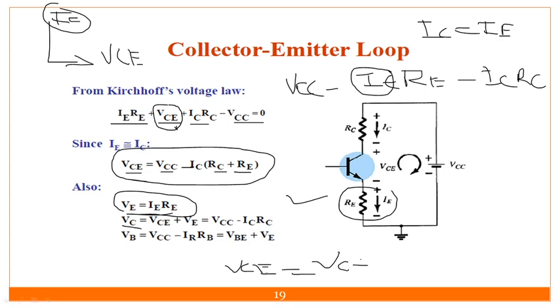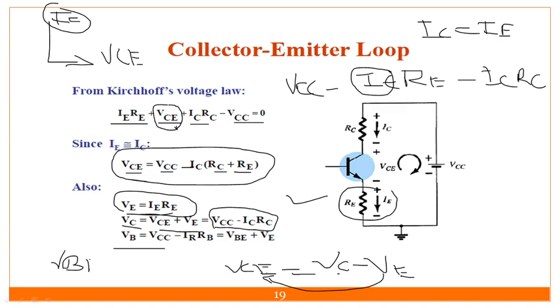VCE is VC minus VE, and we require the value of VC. So if I shift VE to the left hand side, then VCE plus VE is equal to VC. So this is written over there. If I put the value of VE in this equation, I will get VC is equal to VCC minus IC RC. And VB is equal to what?